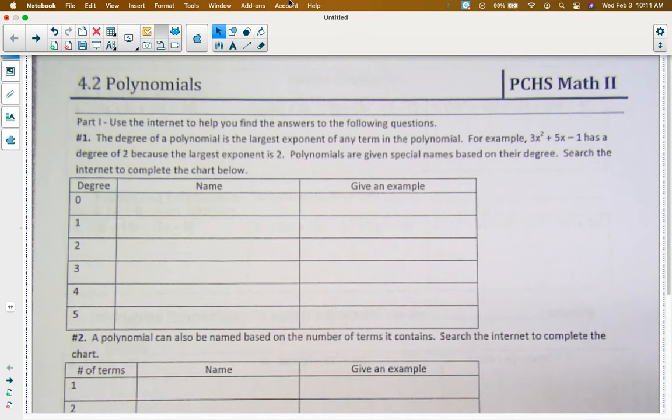We're going to add them, subtract them, multiply them, and just do some different things with them. And then we'll get into some other kind of numbers that we haven't studied before. So that is what's coming up in the Math 2 world.